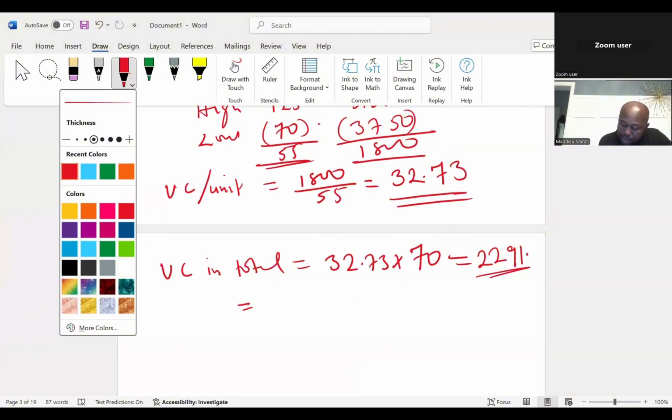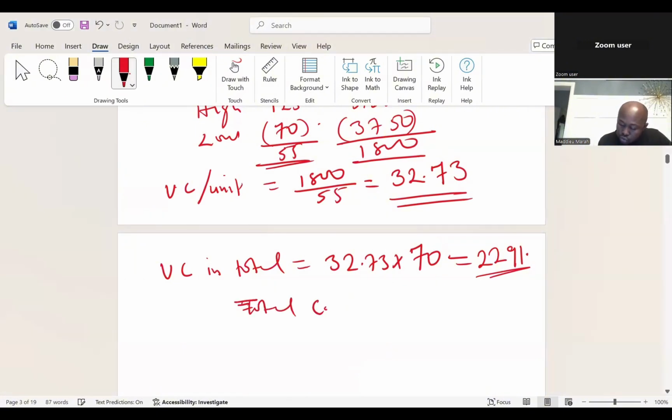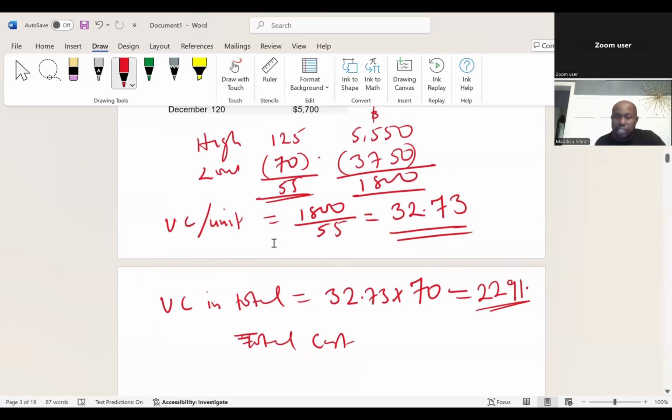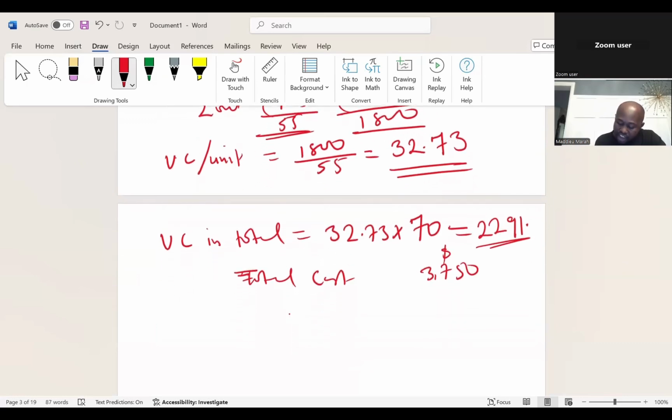I have here my total cost. I'm going to use the total cost for the low activity, which is 3,750. This is my total cost. Okay. And now I have my variable cost. What's the variable cost? The calculator already gave it to be 2,291. So the answer here would be my fixed cost.